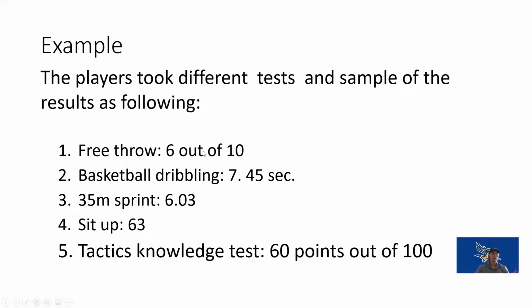And can I compare 6 out of 10 free throws to 60 points out of 100 on their tactics test? So when we have different units, we have different tests, we need to find a way to compare them all to see, is this good? Is this good? We need to have that evaluation portion. Is 6.03 seconds in a 35-meter sprint good? Is it bad? Is it above average, below average? This is where our standard scores really come in.